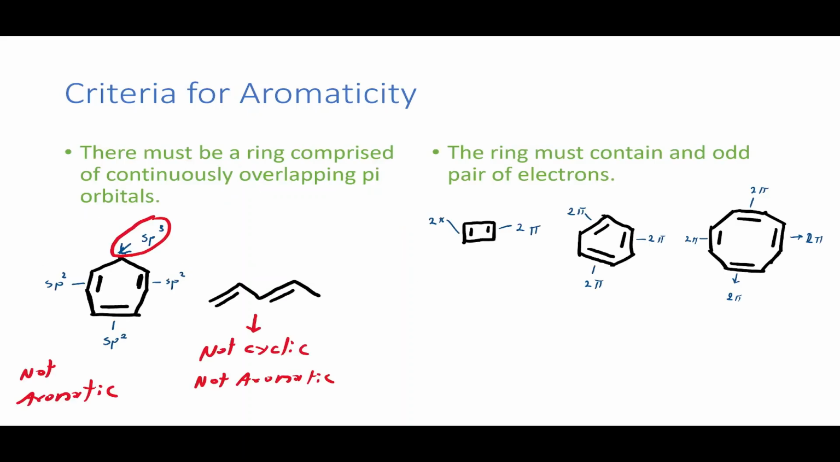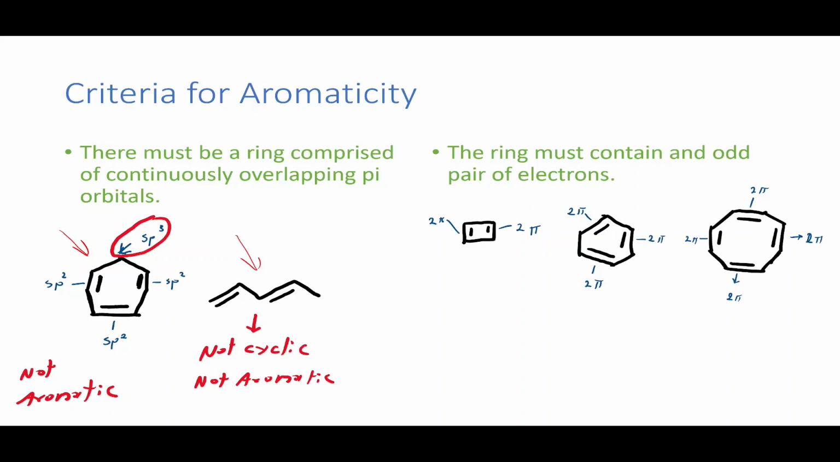So the criteria for aromaticity, this is the most important part. There must be a ring comprised of continuously overlapping pi orbitals. So we can see here that this one is not aromatic because there is an sp3 carbon that interrupts the continuous overlap of pi orbitals. And obviously this is not aromatic because it's not cyclic, even though its pi bonds are conjugated.